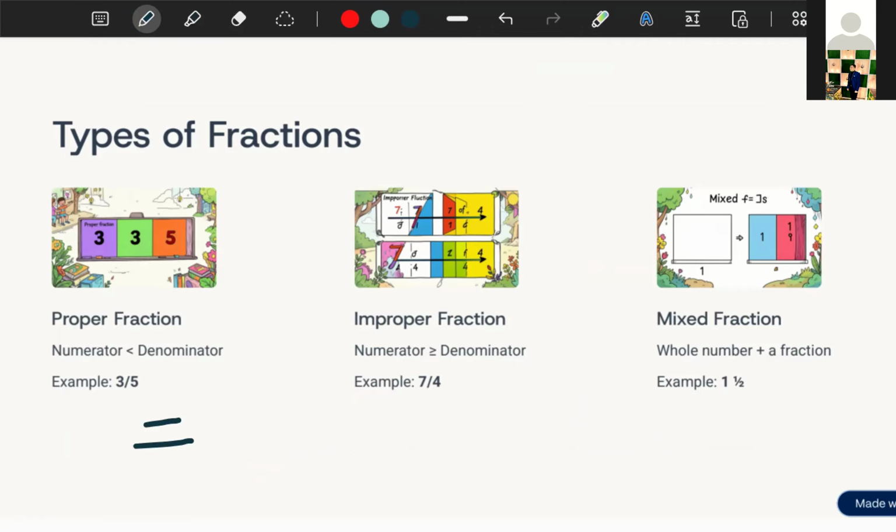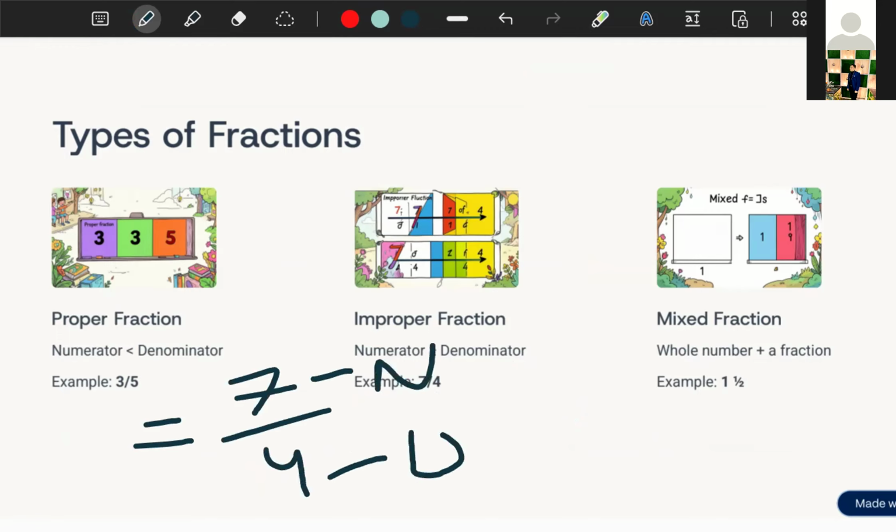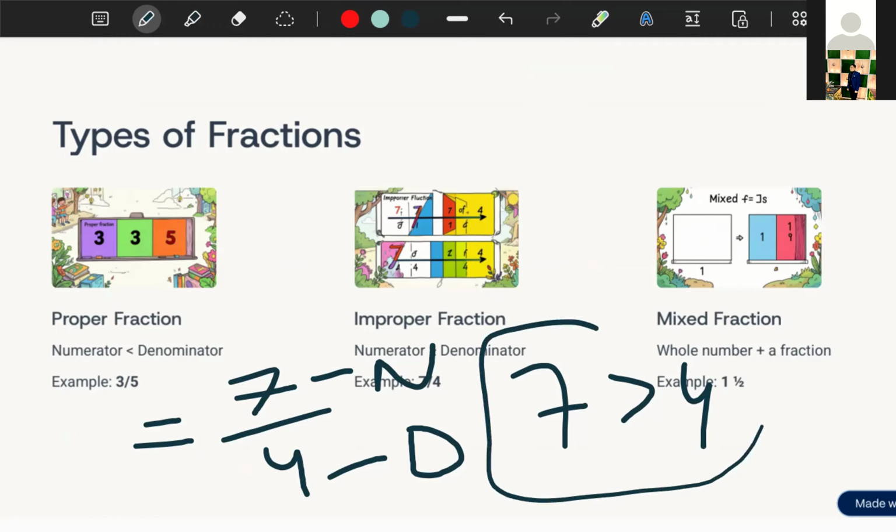Suppose I take an example of 7 upon 4. Here 7 is the numerator and 4 is the denominator, and we know that 7 is bigger than 4. It means the numerator value is bigger than the denominator value. That means this is an improper fraction, because its numerator value is greater than the denominator. 7 is bigger than 4. So that is an improper fraction.